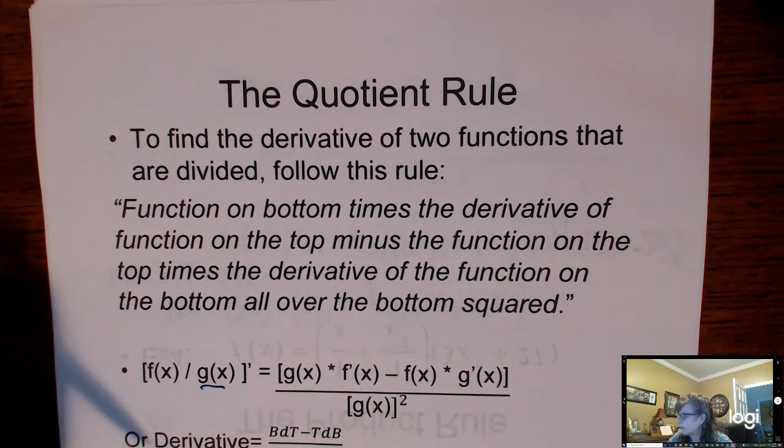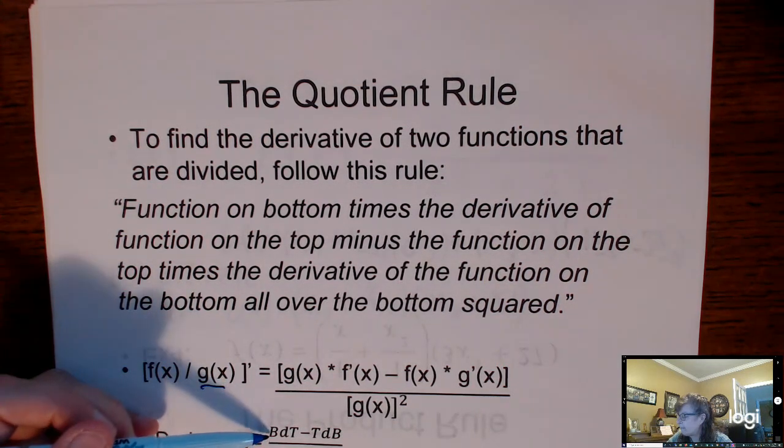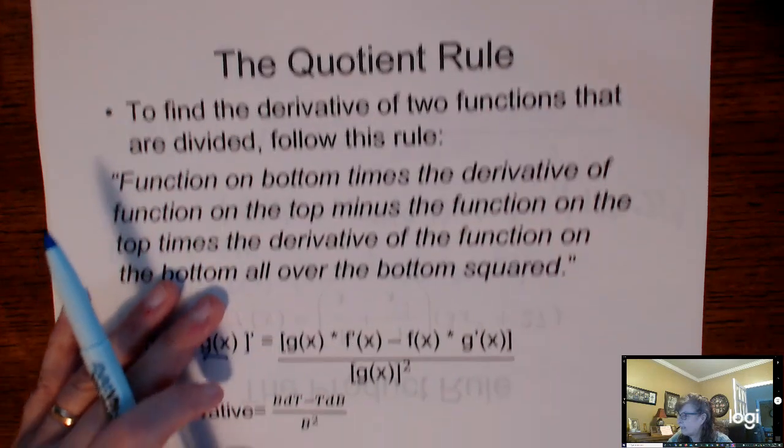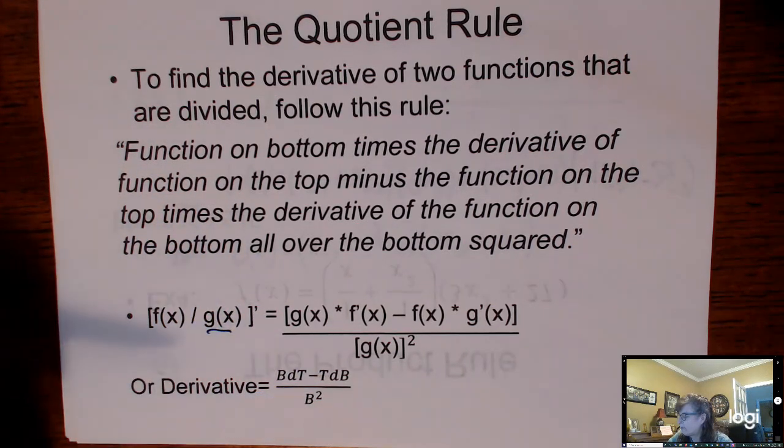So with letters is what I like to use. I like to say bottom times the derivative of the top, minus the top times the derivative of the bottom, over the bottom squared. Okay, so you got to memorize that.